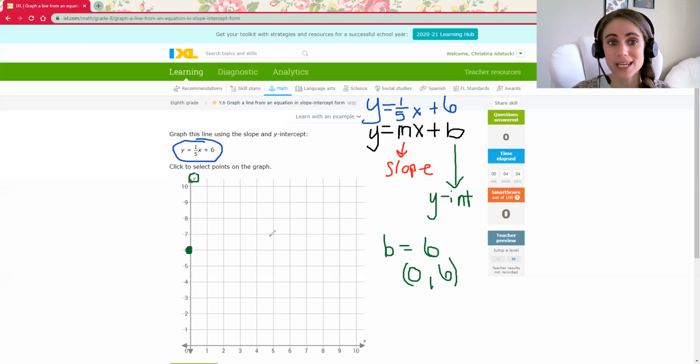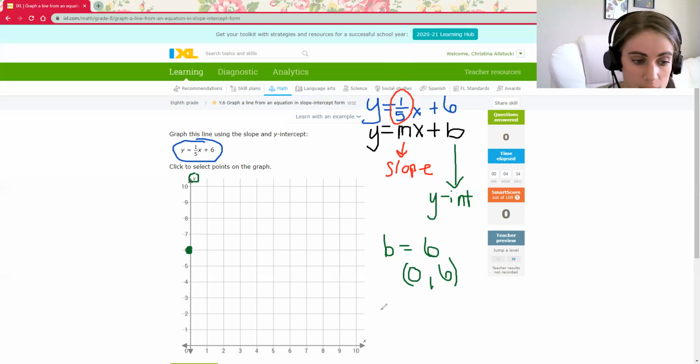Now, the second point isn't given, but what we are given is the slope, which is our m. M stands for movement. So our slope is a movement that will allow us to get a second point. What is our slope in this case? Well, if we look up at our equation, let's see what lines up. Our 1/5 lines up with the m. The 1/5 is the coefficient, so the number in front of your x, which means that is our slope.